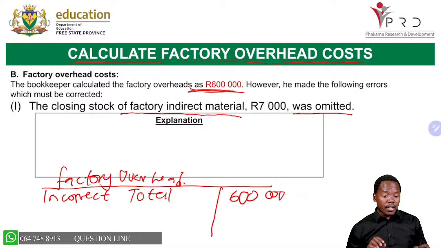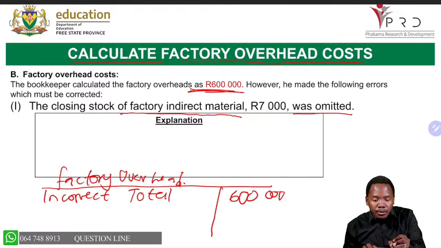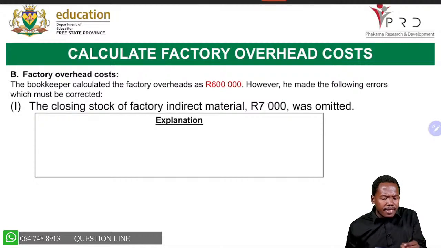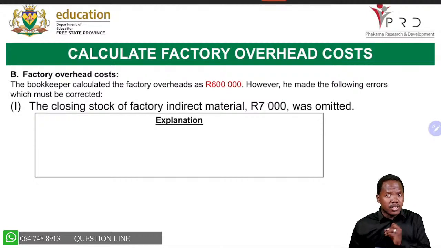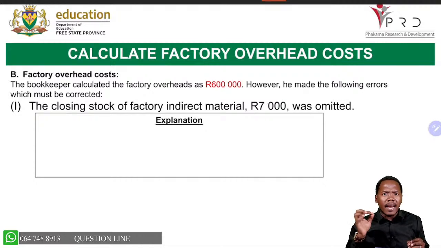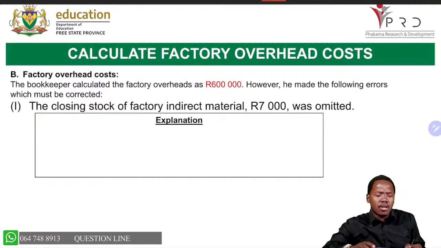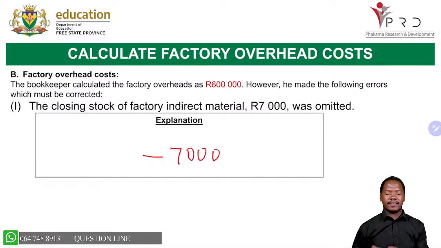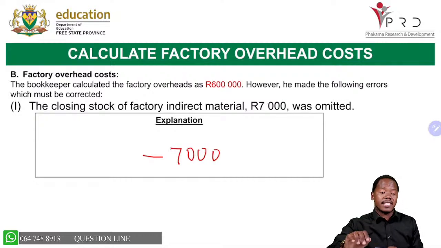Right, I hope some of you got it right now. I'm just going to clear everything for us to be able to work. Right, now, the 7,000 is my closing stock. What must I do with the closing stock balance? Closing stock balance must always be subtracted. You got that? Closing stock balance must always be subtracted.